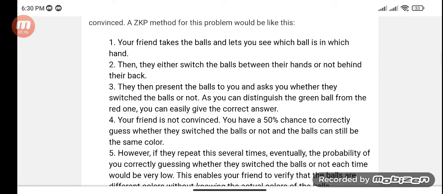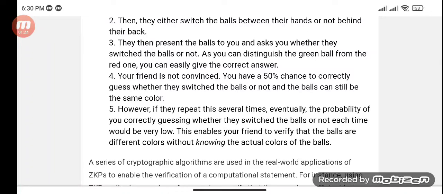Your friend is not convinced. You have a 50% chance to correctly guess whether they switched the balls or not. The balls can still be the same color. However, if they repeat this several times, eventually the probability of you correctly guessing whether they switched the balls or not each time would be very low. This enables your friend to verify that the balls are different colors without knowing the actual colors of the balls.